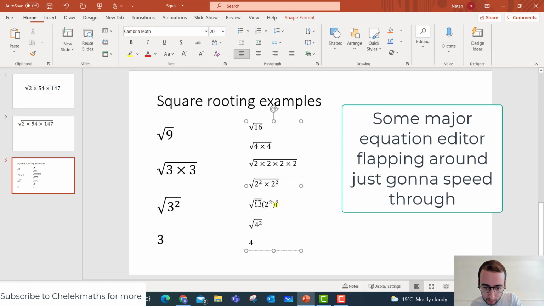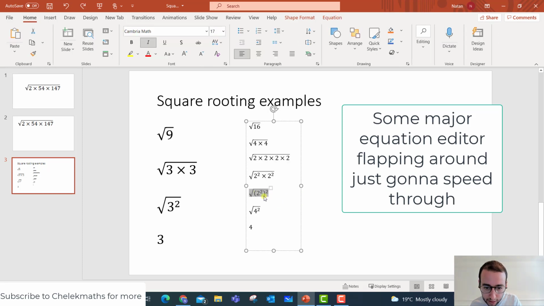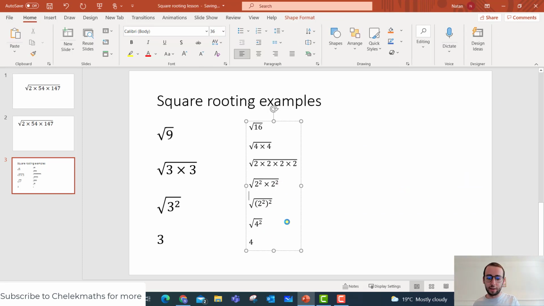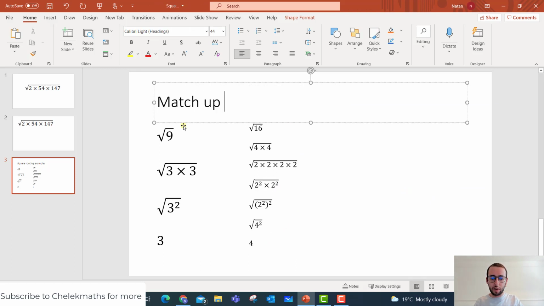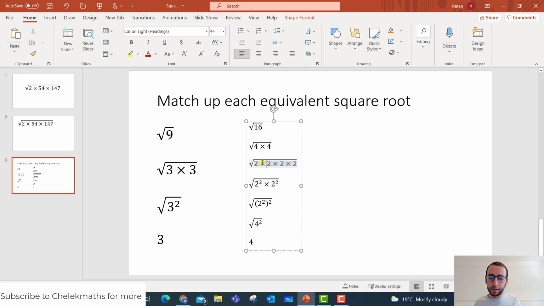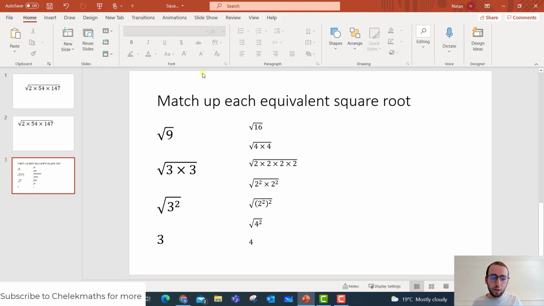Equation editor, why are you being like this? Cannot do square root 2 squared squared. Oh, yeah, no, I can. Okay, wait, I might take that out. It's so finicky. Okay, that's a very long time. So I think what I'll do here is match up each equivalent square root. I think we separate these out. Let's do one harder one.